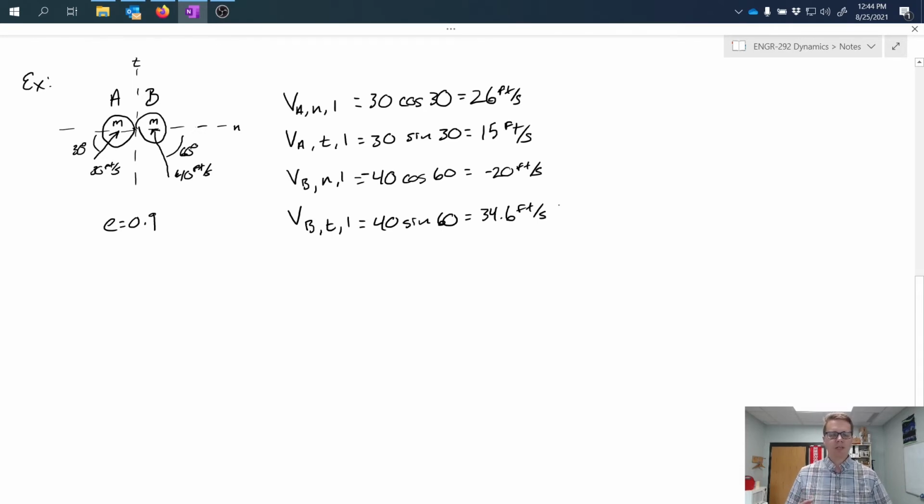Now the next bit of information that we need to recall in this case is that the coefficient of restitution only really affects the normal direction of travel. So therefore we're going to retain our velocity in the tangential direction, which means I can write the velocity of each component in the tangential direction after impact to be equal to the tangential velocity before the impact.